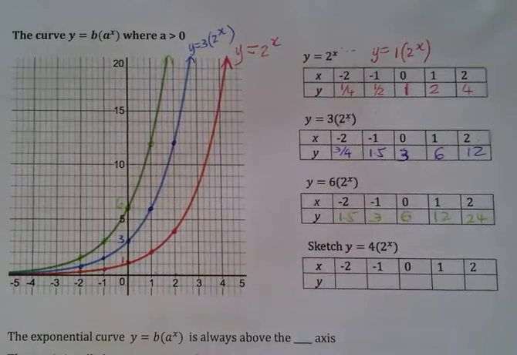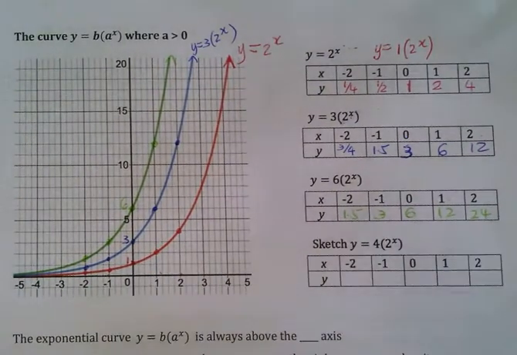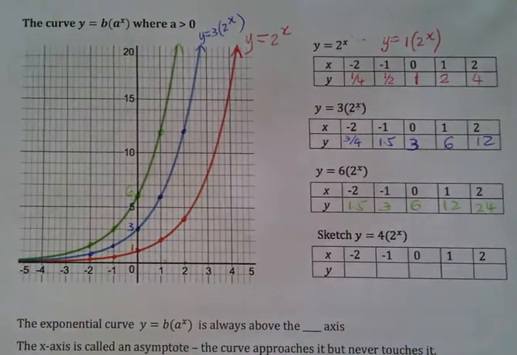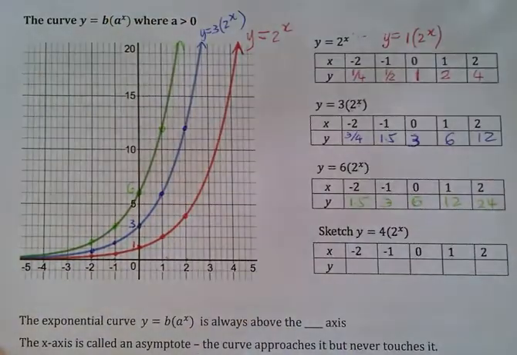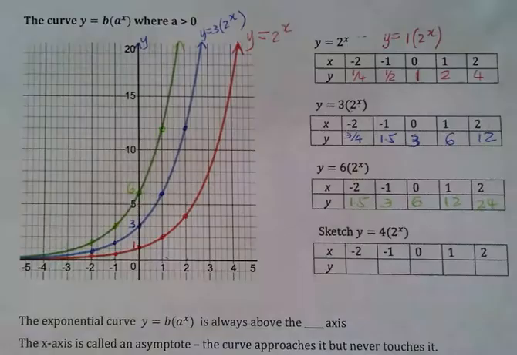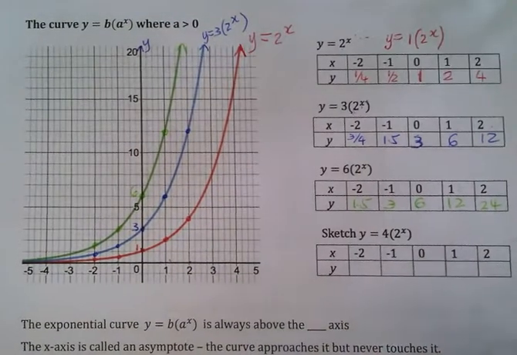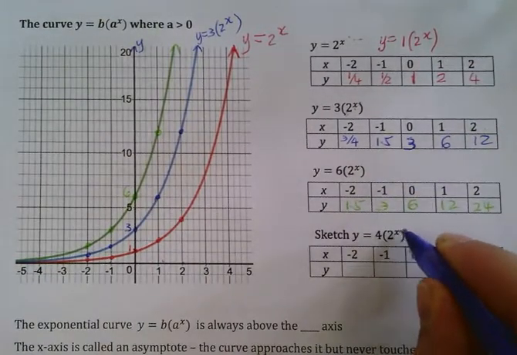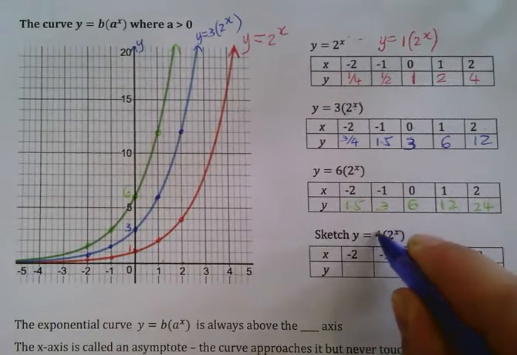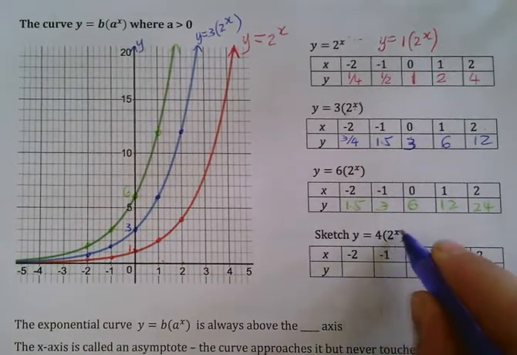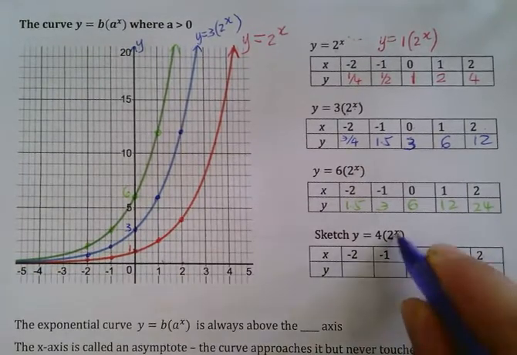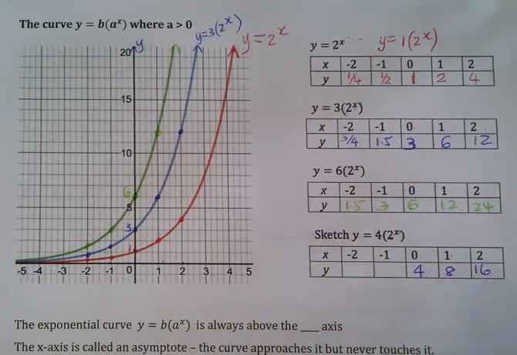We are now going to draw y equals 4 times 2 to the power of x. We need a table of values and we need to sketch it. Are we ready? All right, when x is 0, off you go. So 2 to the power of 0 is 1. 4 times 1 is 4. 2 to the power of 1 is 2. 4 times 2 is 8. 2 to the power of 2 is 4. 4 times 4 is 16.